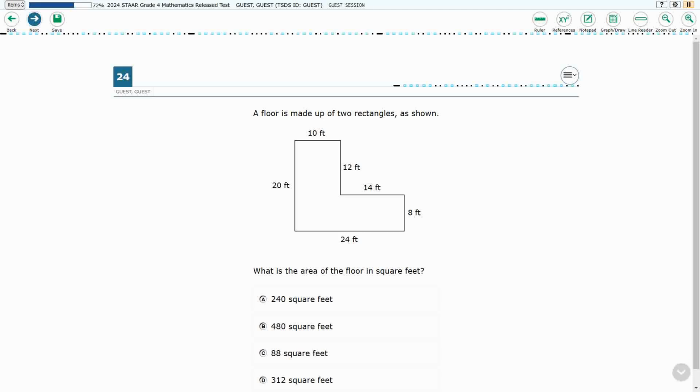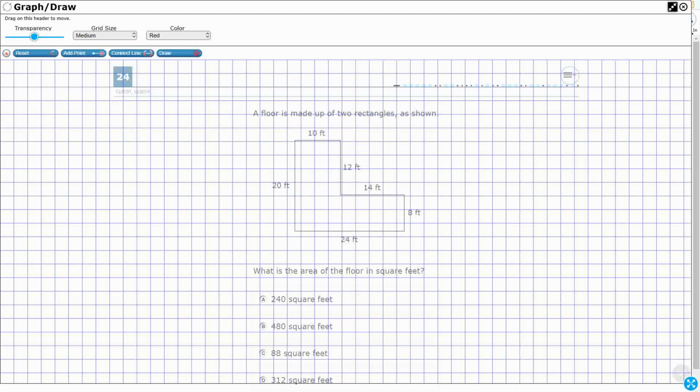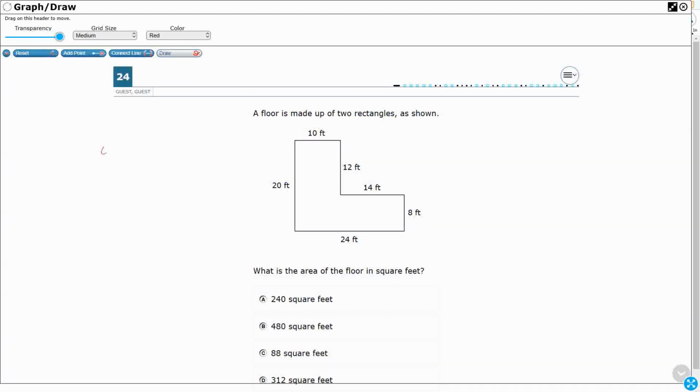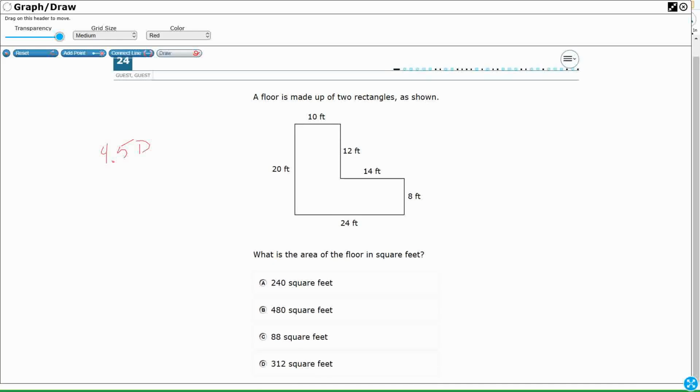Number 24, we are dealing with area and perimeter. So this is 4.5D. We've got this floor plan here, and this is a composite shape. So composite shape is actually a third grade standard, but we can bring it up to fourth grade if we want to. And we're looking for the area. So there's a few different ways that we can do this, right? So what we need to do is cut this into two different rectangles. So let's just do it right here. And I'm going to show you that you could do it in multiple ways if you want to, right?